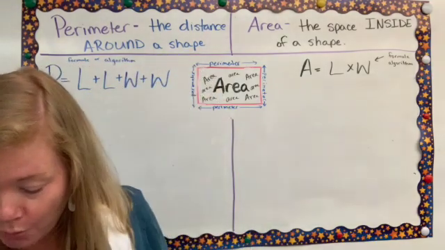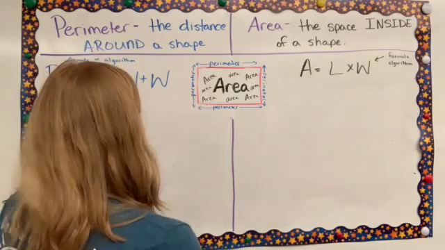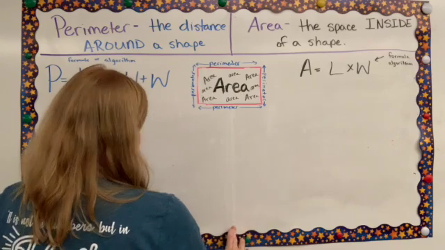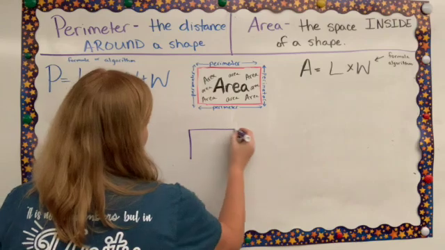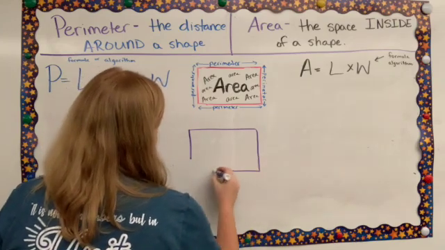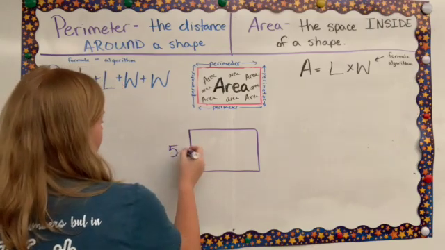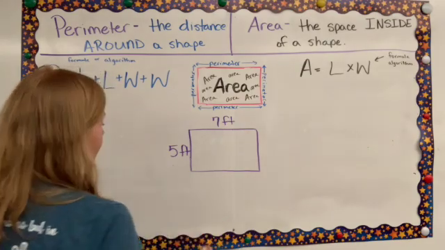All right, problem number 1. Let's get started. We are going to have a 7 by 5 shape. So we've got a shape, a rectangle. Since this side is shorter, this is going to be my 5 feet. This is going to be my 7 foot.